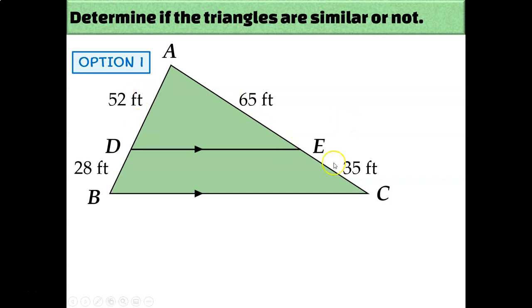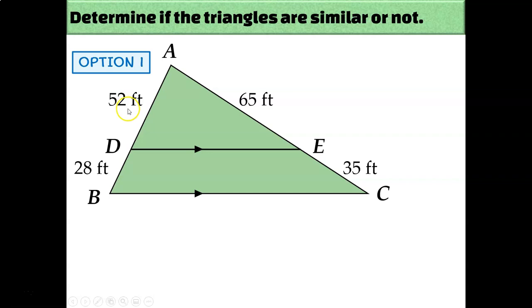I see some side lengths, but I don't see all three side lengths. I don't know anything about DE or BC's lengths. All I know is that they're parallel. So it doesn't look like I could use side-side-side similarity to prove this. But I could use side-angle-side similarity.